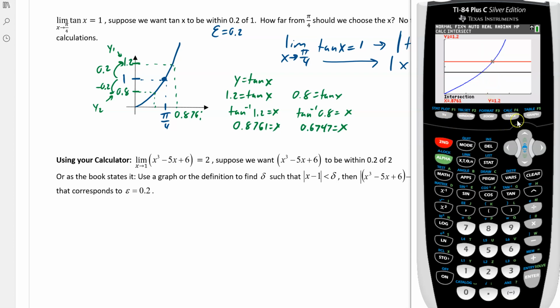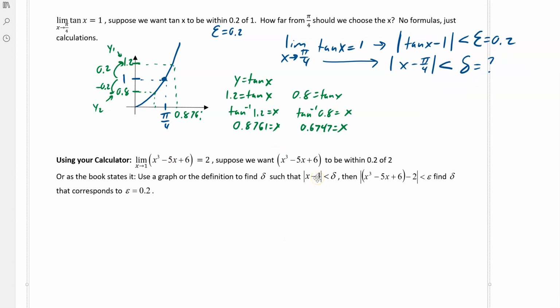And then we do it again. Second calc, intersect, this time with the blue and the black. And so you just scroll up until it has the black. There it is. Hit enter, and it says it's 0.6747. So that's another way of doing it. You just graph the function 2x, which is our one that we're looking for, and the 1.2 and the 0.8. And we get these values.